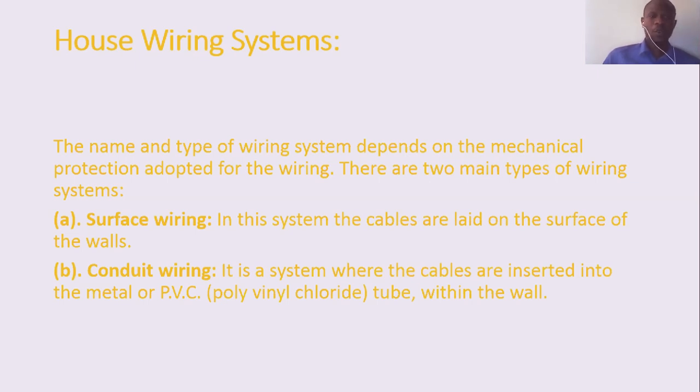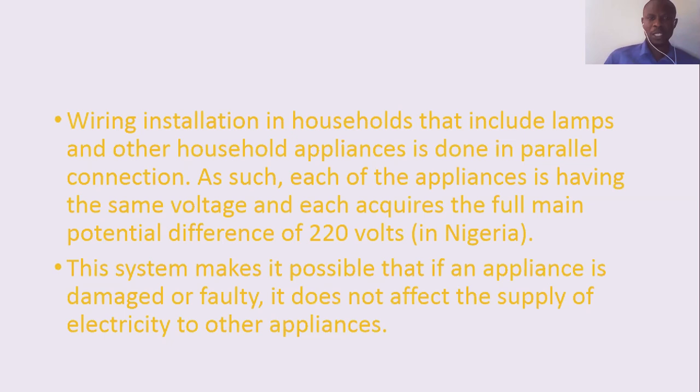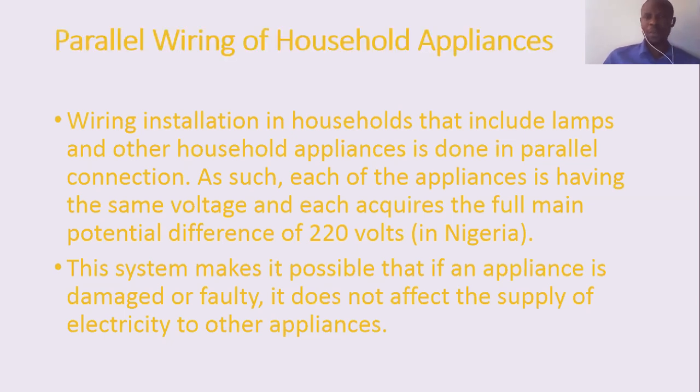Let's move on. Wiring installation in households that include lamps and other household appliances is done in parallel connection. As such, each of the appliances has the same voltage. We are looking at the parallel wiring of household appliances. When you are doing this kind of wiring, it is done in such a way that the lamps and other appliances are connected in parallel.